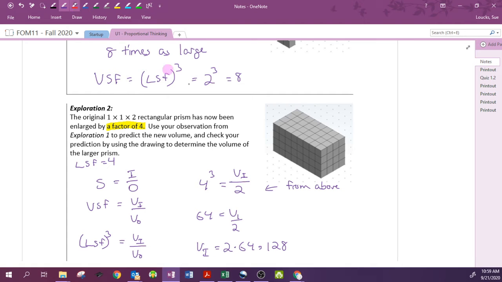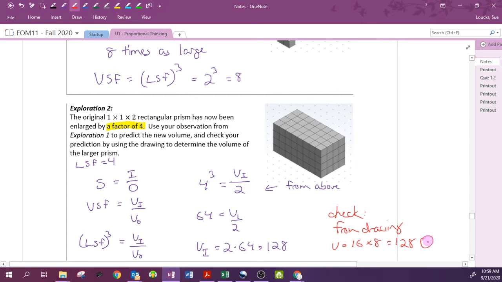Okay, let's just check our answer here because that's easy to do from drawing. The volume is, I have 16 on this one slice, and there are 8 slices, which is 128. So it worked.